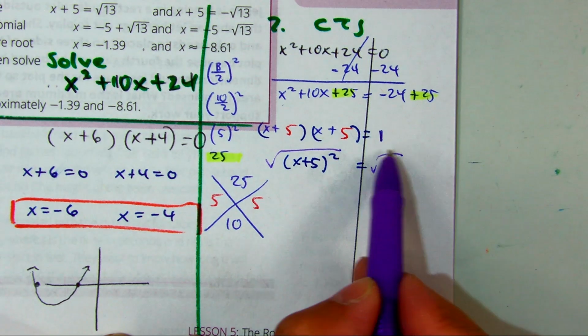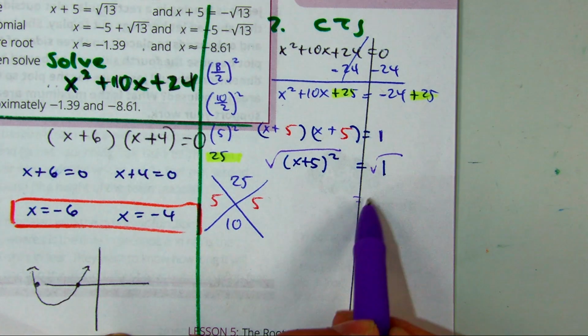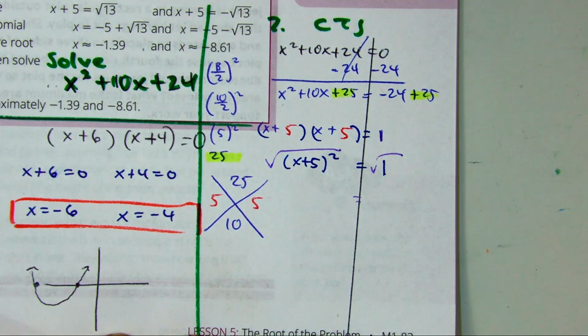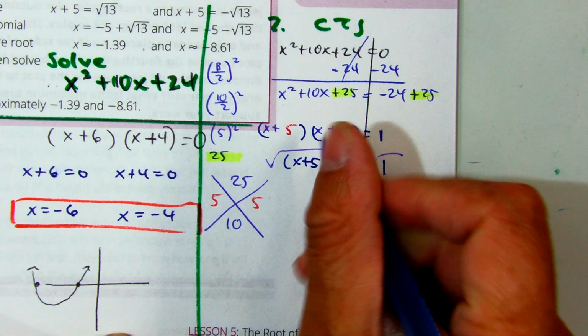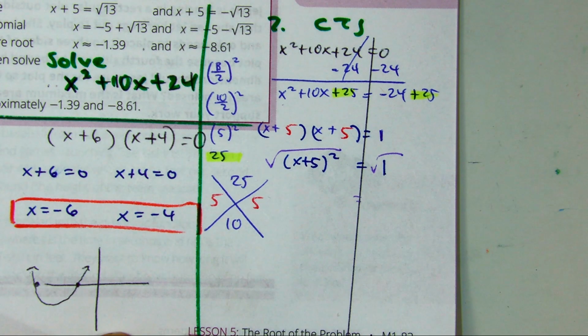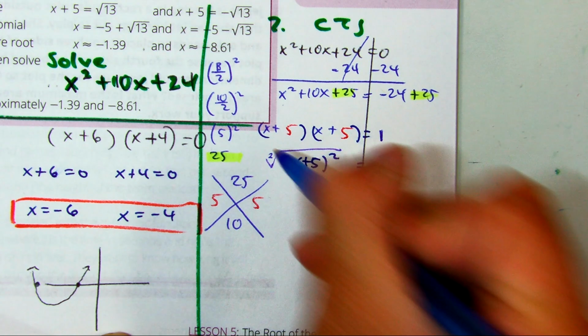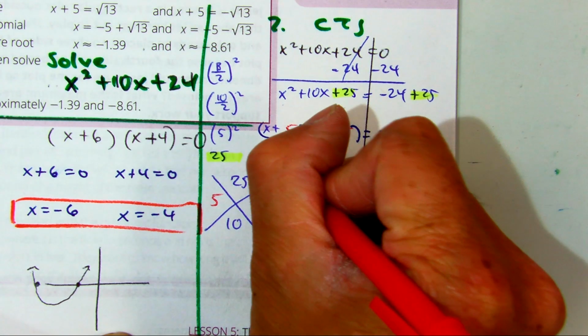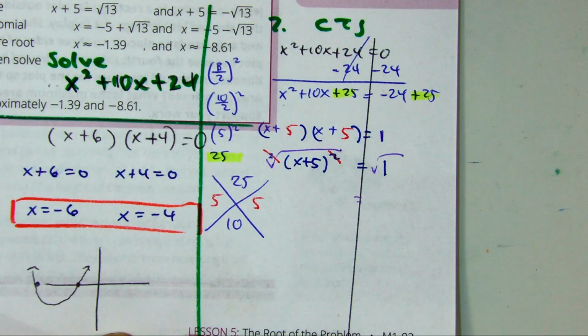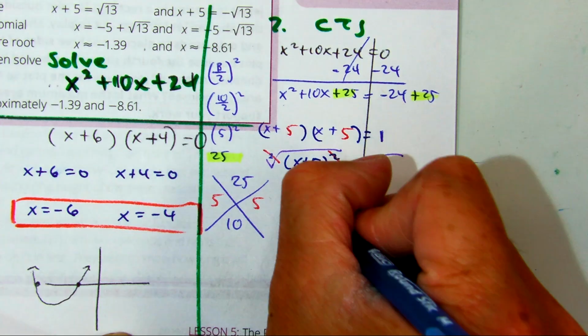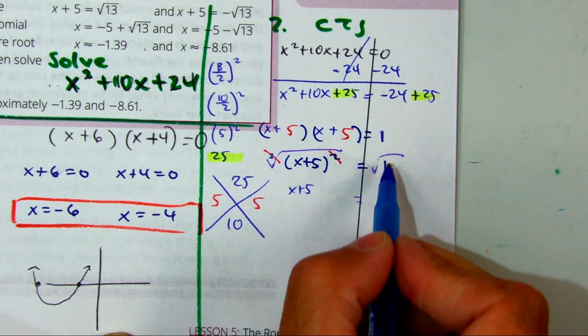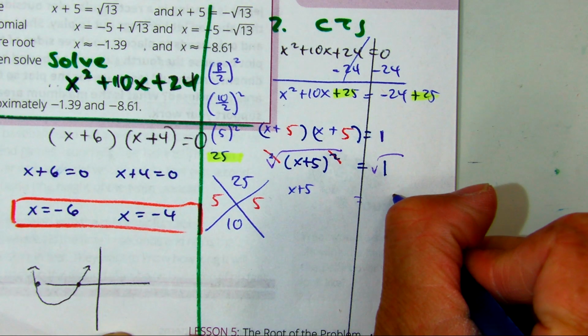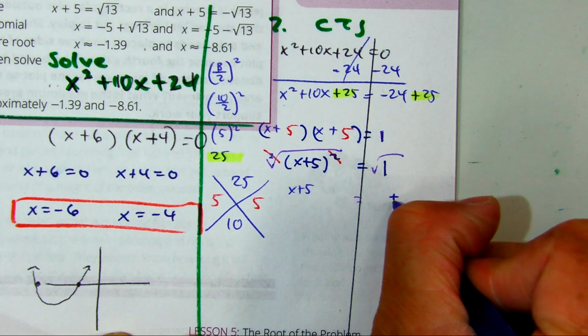Partner A, tell partner B, what goes over here? Be very careful. Super careful. Remember, there's a little bit of 2 right here. These 2 will cancel with the square root, so we're left with x plus 5. But remember, when you take the square root of an equation, it should have what over here? Plus or minus the square root of 1.